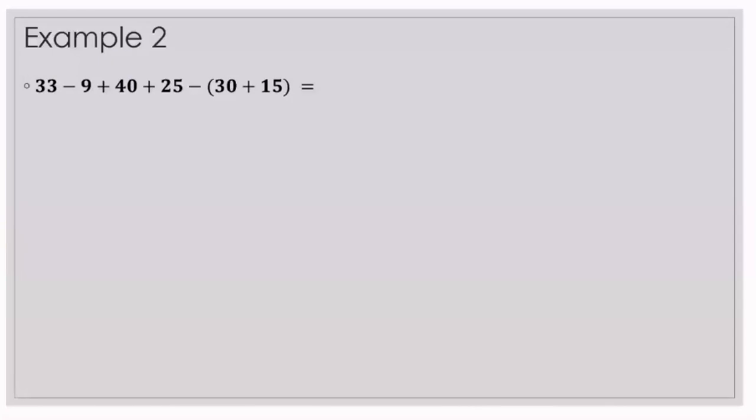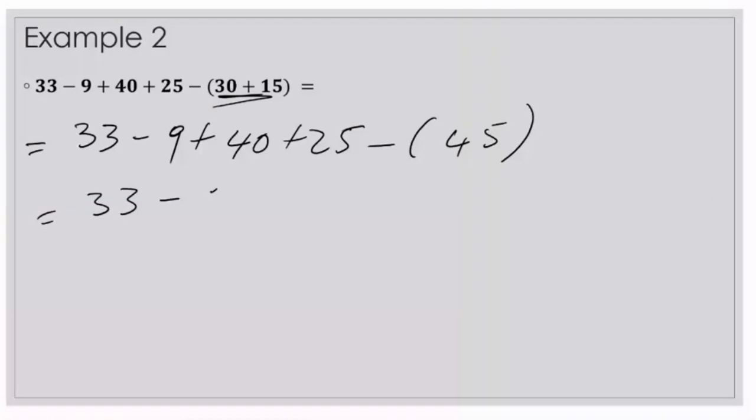So now you are going to say, I've got 233 minus 9 plus 40. I don't care what is happening there, but I first need to deal with this creature. This creature is going to be 30 plus 15, which is going to be equal to 45. And then this is going to be 233 minus 9 plus 40. I want to open these brackets.